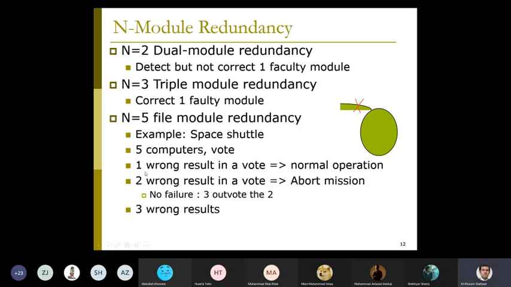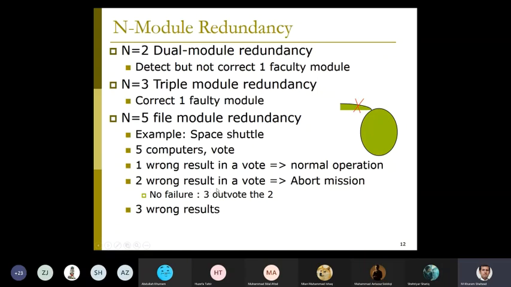The space shuttle is composed of 5 computers, not just one computer. If there is one computer, there could be total failure. So we have 5 computers for the same task. One wrong result means that we will go with the normal operation of flight. It could be landing, or it could be taking off the space shuttle, but in this case, it is the landing, maybe on Mars or on the Earth.